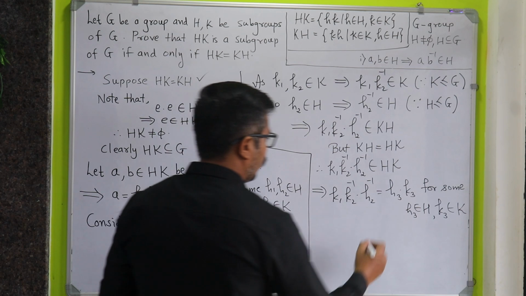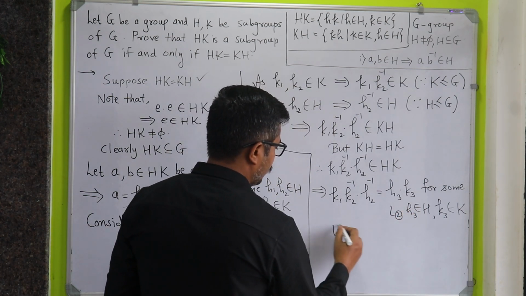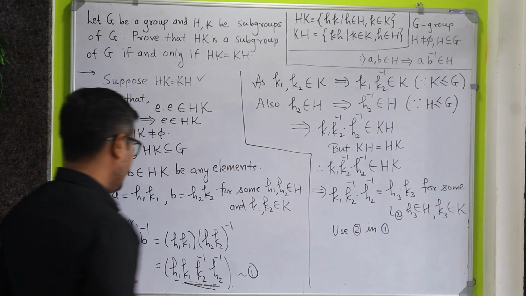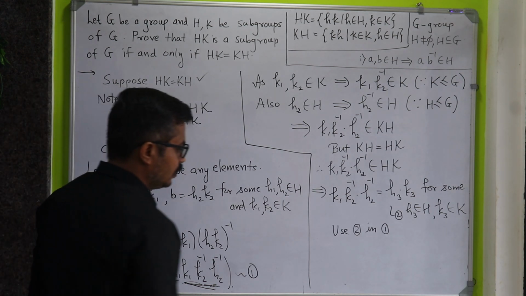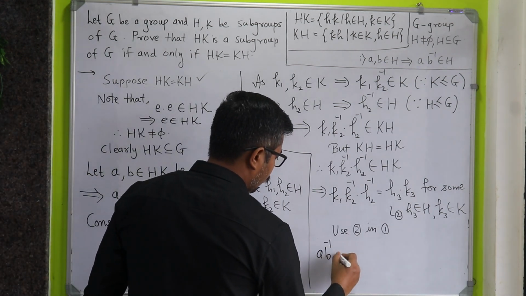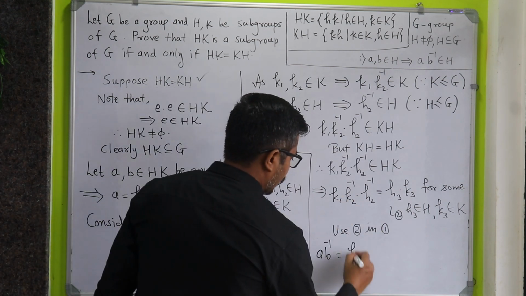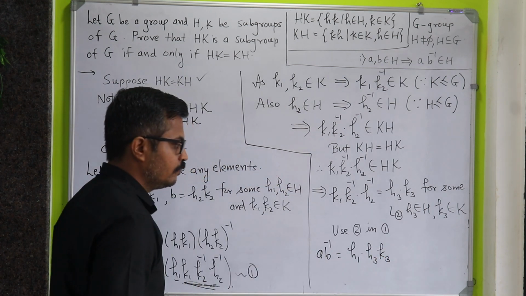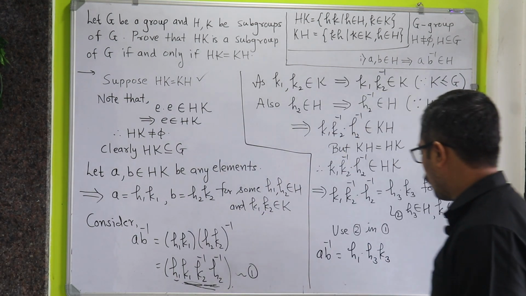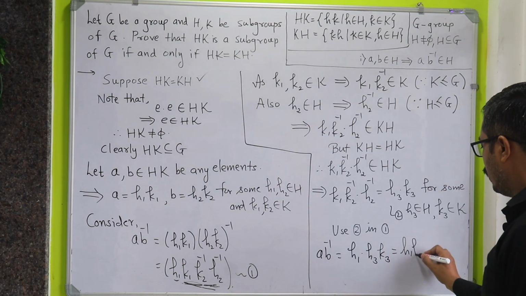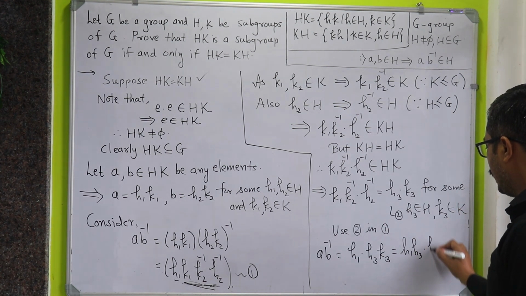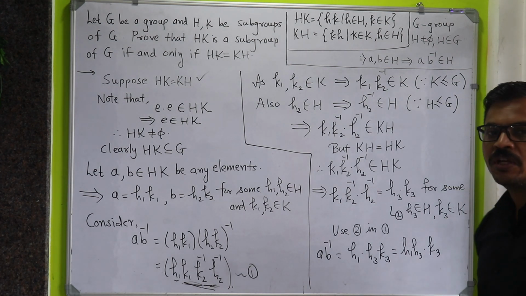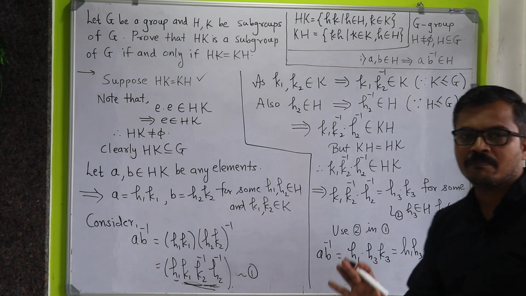Let us give it a name, we will call it 2. Now we will use 2 in 1. So if we use 2 in 1, what we will get? We will get the value of AB inverse. So our AB inverse now will look as H1 multiplied by H3 multiplied by K3. If we observe it properly, it is actually nothing but a multiplication of an element of H and an element of K. The element of H is nothing but H1 H3 and the element of K is nothing but K3.